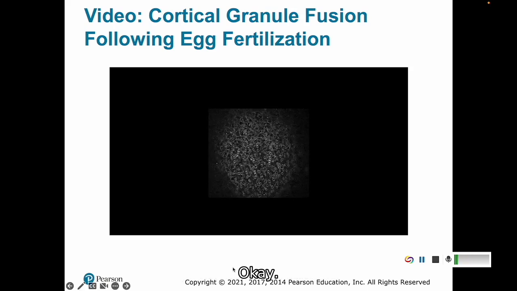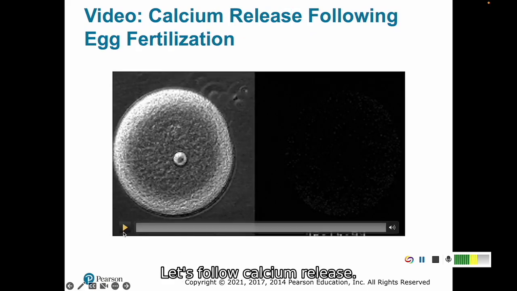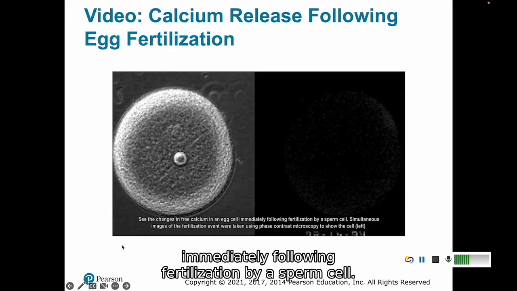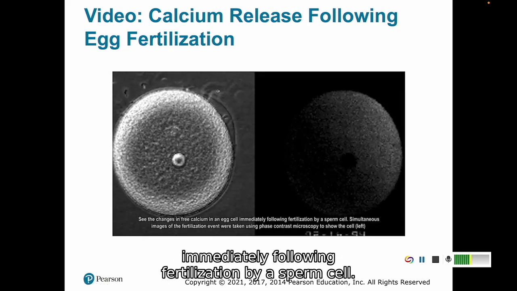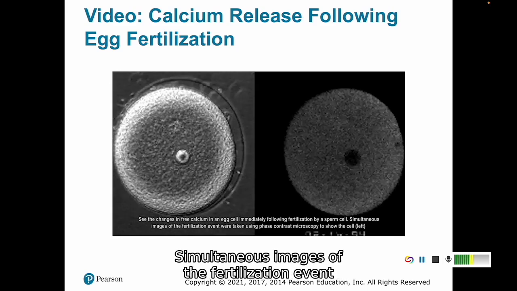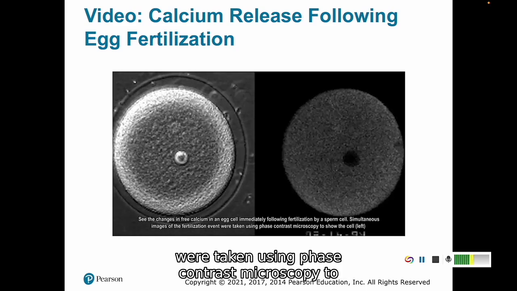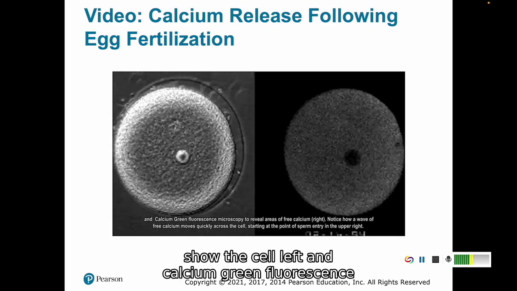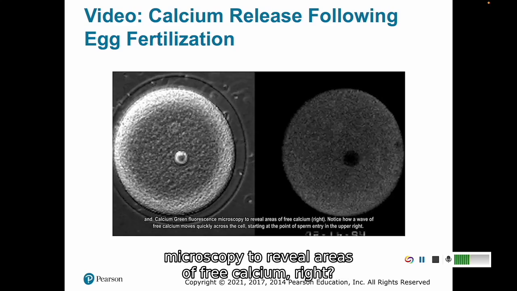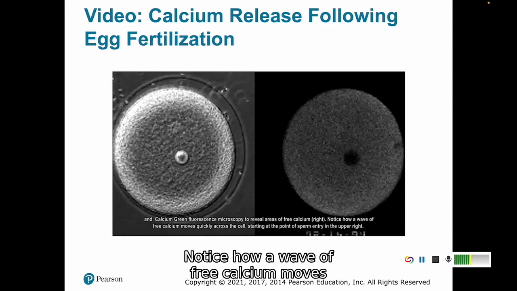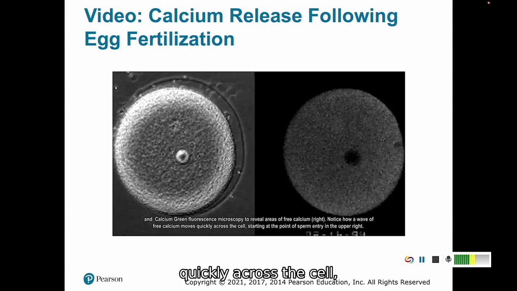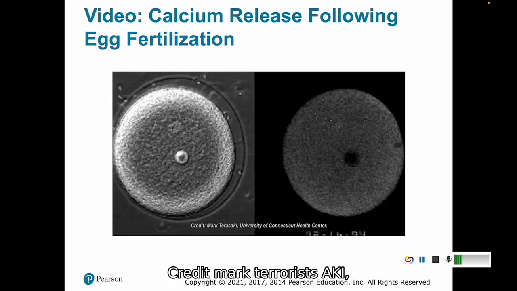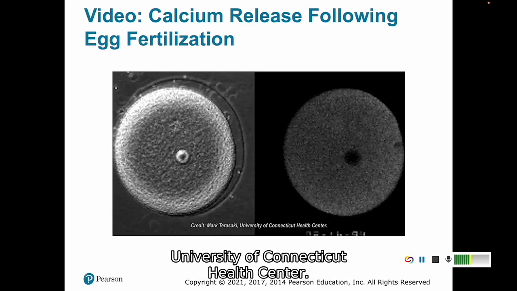Okay, and let's follow calcium release. See the changes in free calcium in an egg cell immediately following fertilization by a sperm cell. Simultaneous images of the fertilization event were taken using phase contrast microscopy to show the cell (left) and calcium green fluorescence microscopy to reveal areas of free calcium (right). Notice how a wave of free calcium moves quickly across the cell, starting at the point of sperm entry in the upper right. Credit: Mark Terasaki, University of Connecticut Health Center.